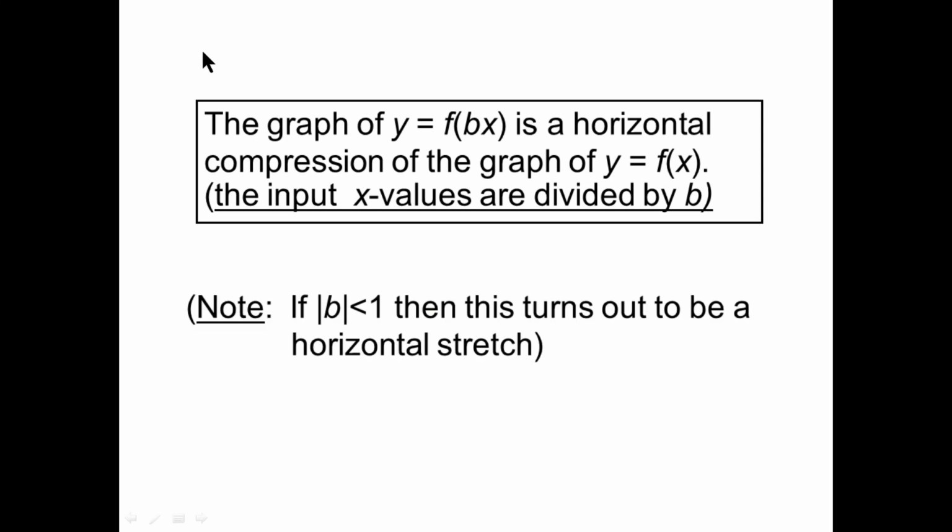Note, if the absolute value of b is less than 1, then this turns out to be a stretch, because when you divide by a number less than 1, like when you divide by 0.5 or by a half, you have to invert that half and multiply it. So generally, when there's a factor at the input station, it's a horizontal compression because the x values are divided by whatever that factor is.